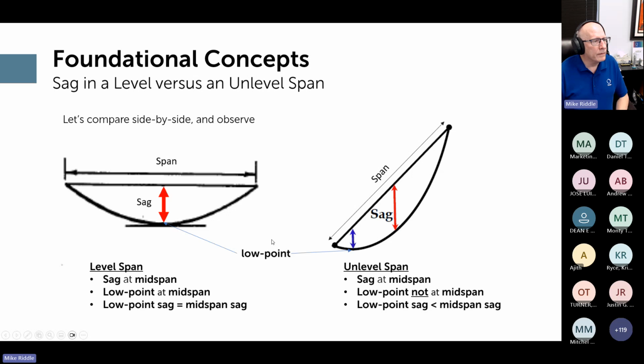So let's go back and look at the two side by side. In a level span, we have the sag at midspan. We have the low point at midspan. And the low point sag equals the midpoint sag. In an unlevel span, the maximum sag is still at midspan, but the low point is not at midspan, and the low point sag is less than the sag at midspan.